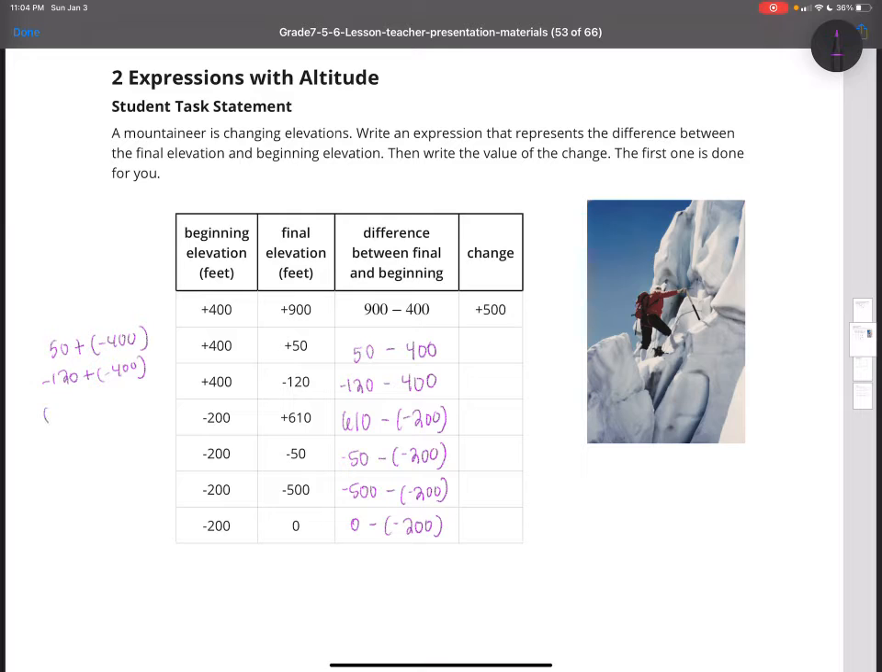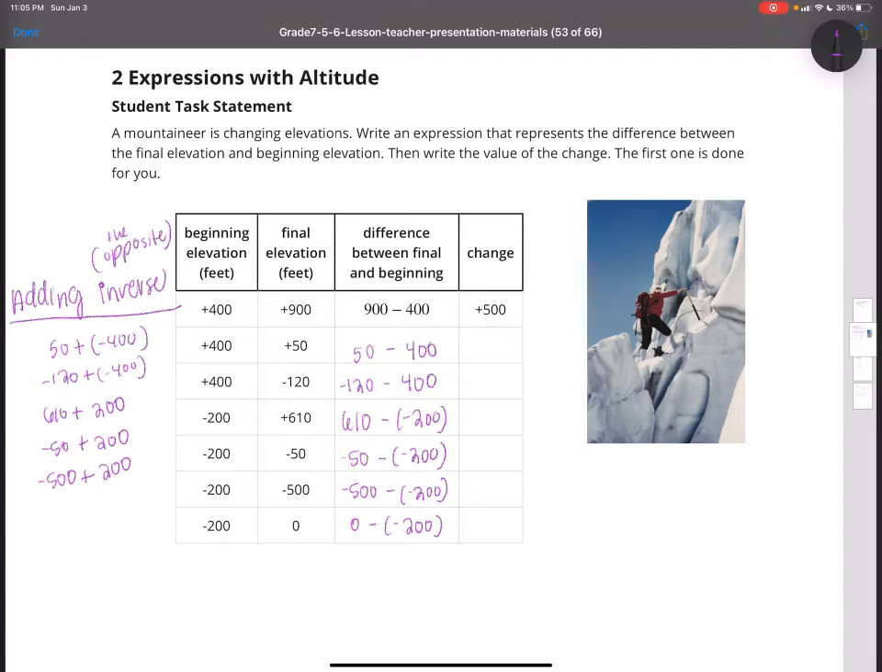The next one will be 610 plus, and remember, I'm adding the opposite, which is the additive inverse, which I told you guys to write down in the last lesson. Hopefully you did. It's adding the opposite, and I'll put that in parentheses, which would be plus positive 200. Then the next one will be negative 50 plus 200. Then the next one will be negative 500 plus 200.